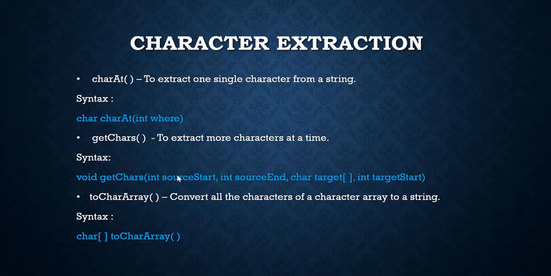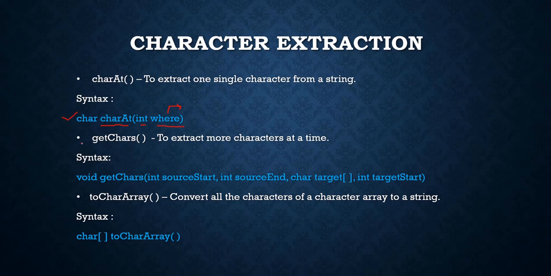The first method, the charAt method, extracts one single character from a string. The syntax of this method is charAt(int var). The variable here represents the index from which the character should be extracted, and the return type of this method is obviously a character.